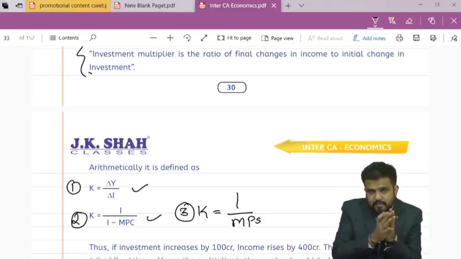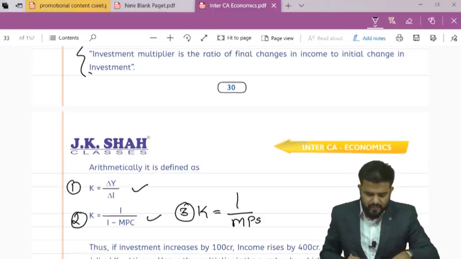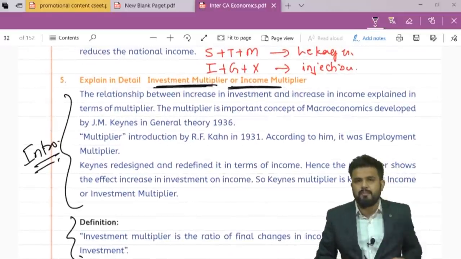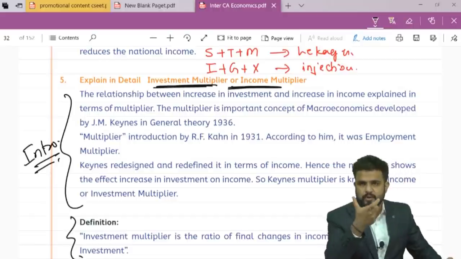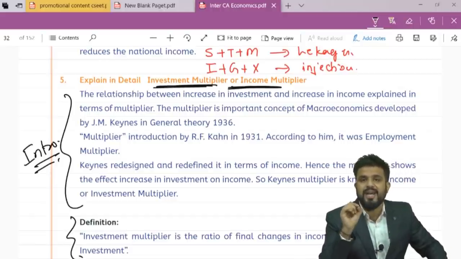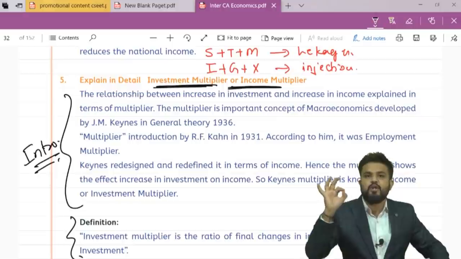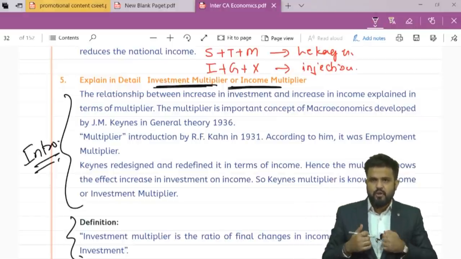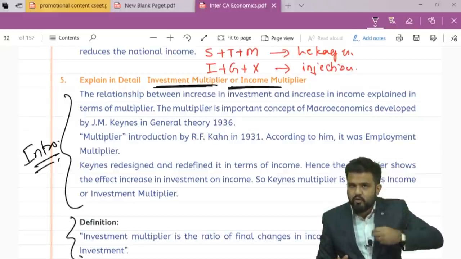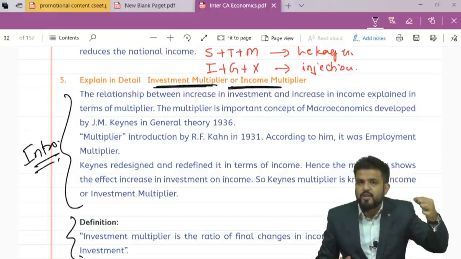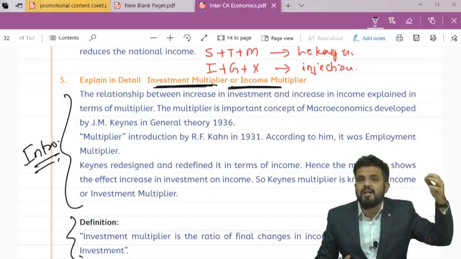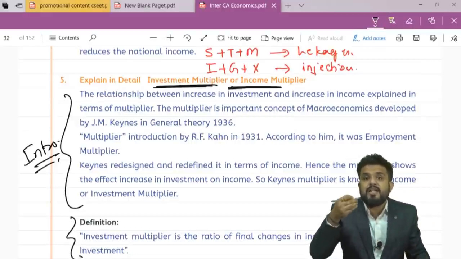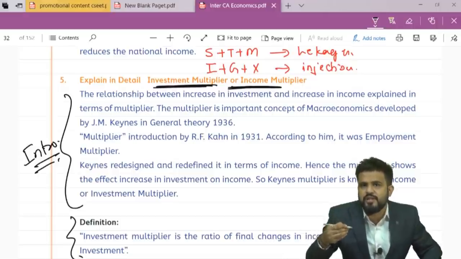If it is for 3 marks, then you can extend a bit. So what is investment multiplier or income multiplier? Now students, the investment multiplier concept is given by J.M. Keynes, 1936, General Theory of Employment, Interest and Money. Now his theory was, because of change in investment, there will be change in country's income, that is national income. But national income will increase in greater proportion compared to change in investment.